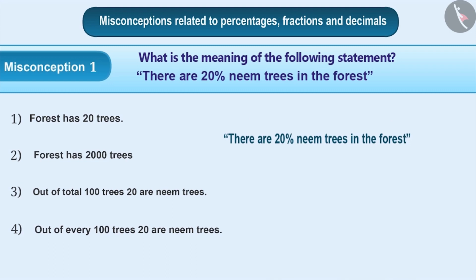Here, some students ignore the percentage sign and assume that there are 20 trees in the forest. This is an incorrect understanding. Therefore, option 1 is incorrect.